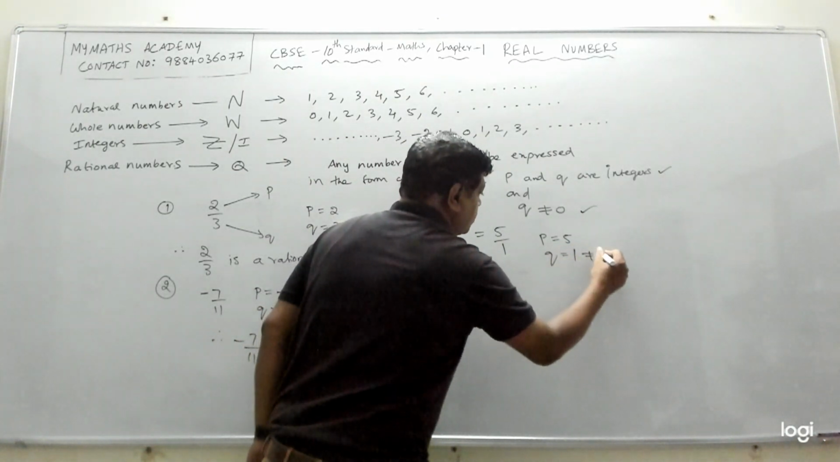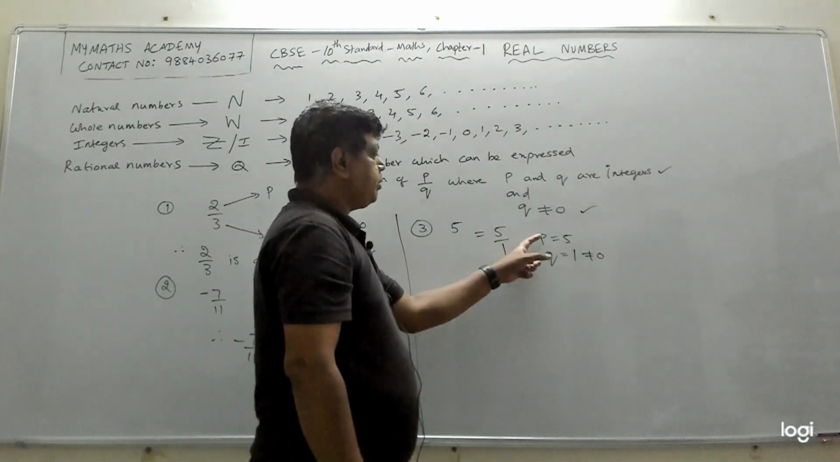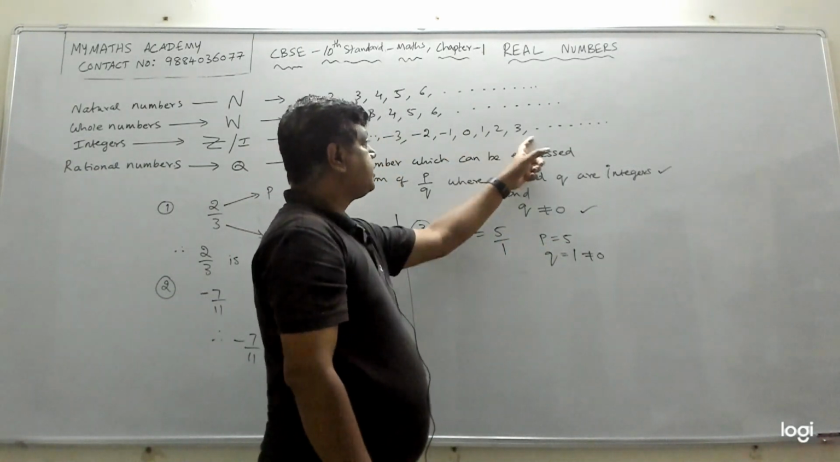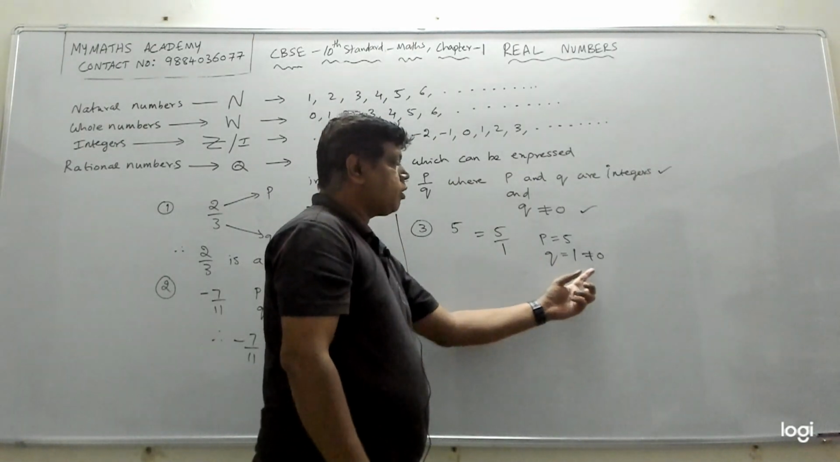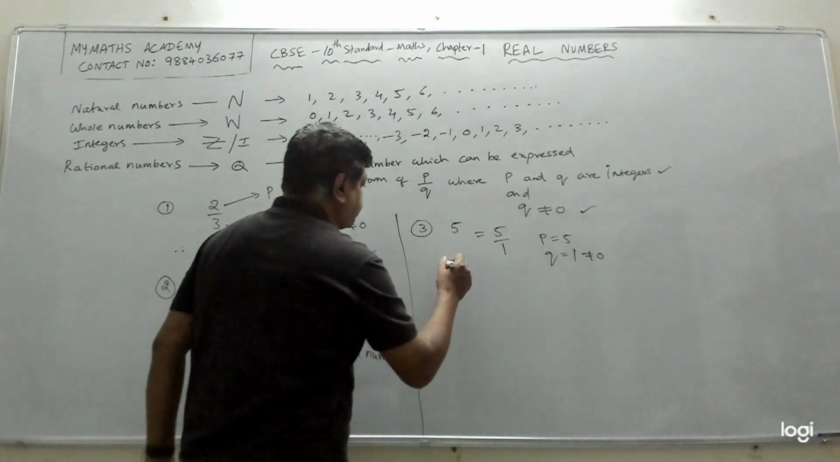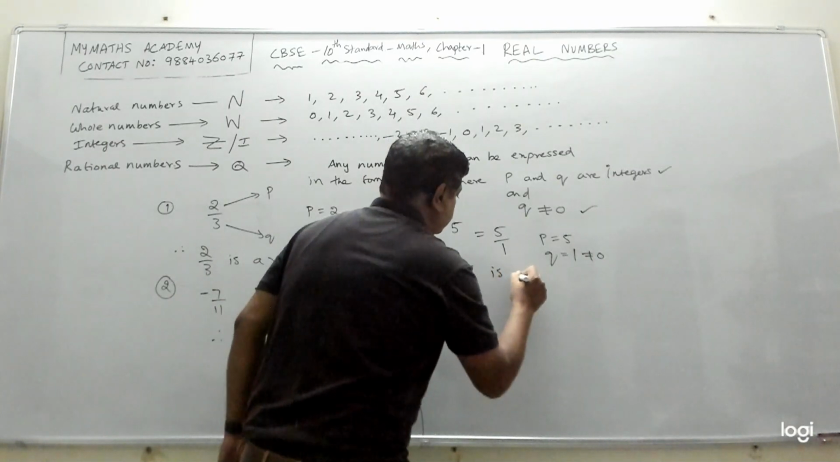And it is not equal to 0. So, P and Q are 5 and 1. 5 and 1 are integers. And the denominator 1 is not equal to 0. Therefore, 5 is a rational number.